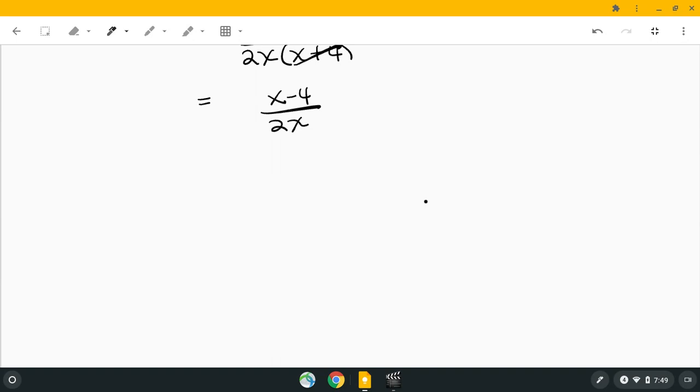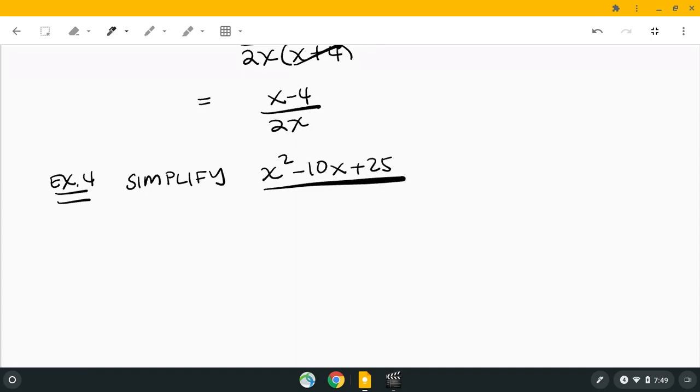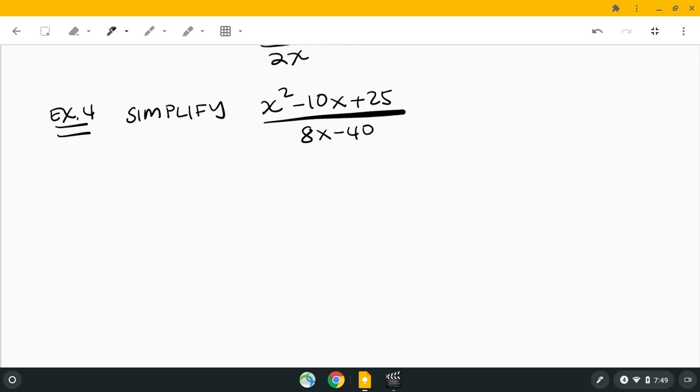All right, let's take a look. Let's simplify this one. X squared minus 10x plus 25 over 8x minus 40. All right, so let's factor completely. So this is a trinomial, so it's this kind.